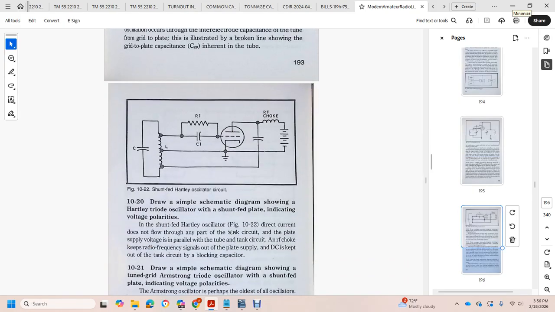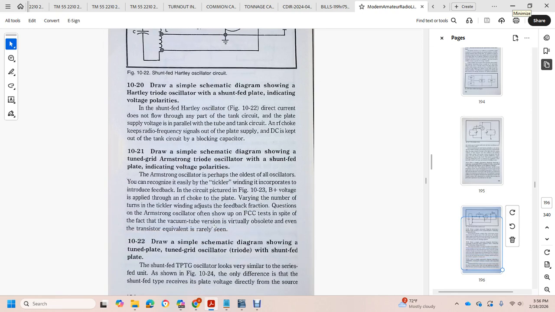Draw 1020. Draw the simple schematic diagram showing the Hartley triode oscillator, shunt field plate, and identify the voltage polarity. In the shunt field Hartley oscillator, direct current does not flow through any of the tank circuit; the plate supply voltage is paired with the tube and the tank circuit with the air and the radio frequency choke. The radio frequency signal of the plate supply, with the DC, is kept out of the tank circuit with the blocking capacitor.